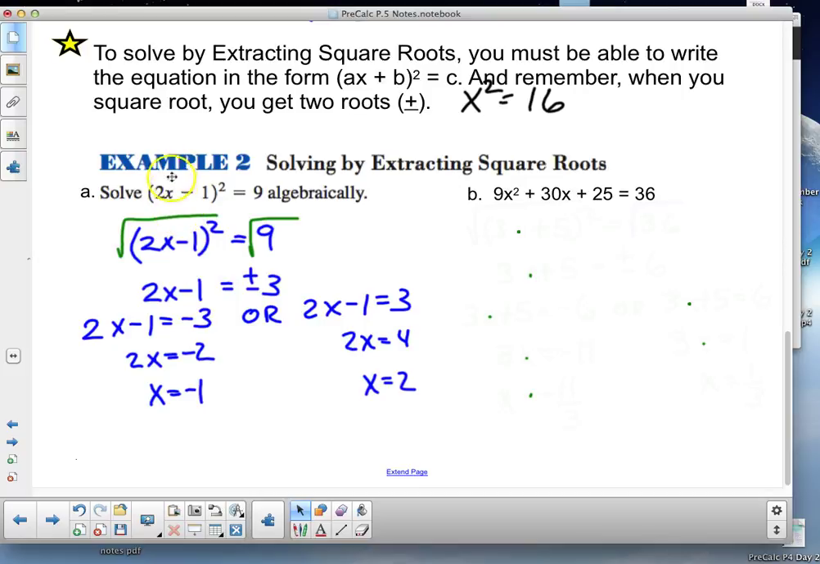So let's just check it. -1 goes in, -2 minus 1 is -3 squared is 9. Cool. 2 goes in. 2 times 2 is 4 minus 1 is 3 squared, 9. Hey, that works too. So now it's your turn.